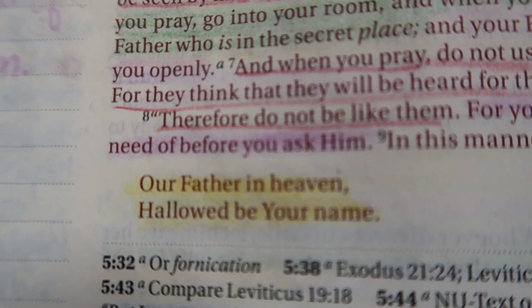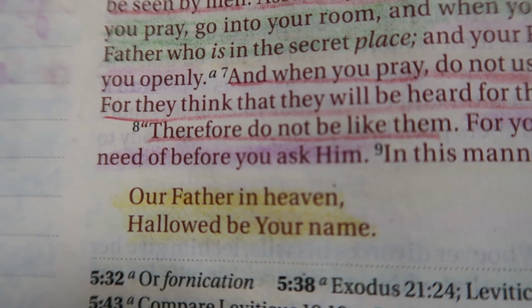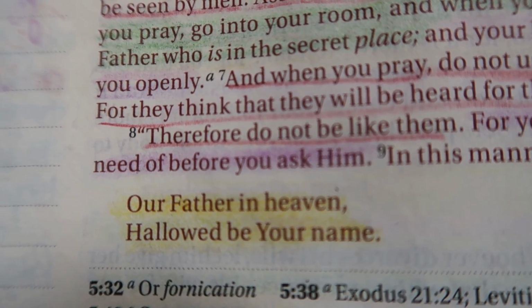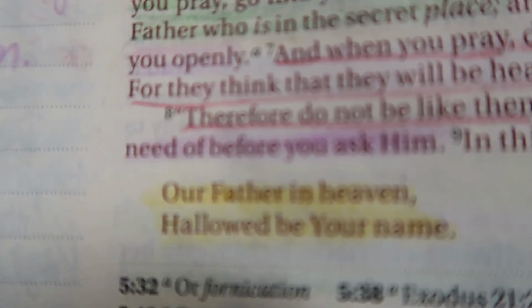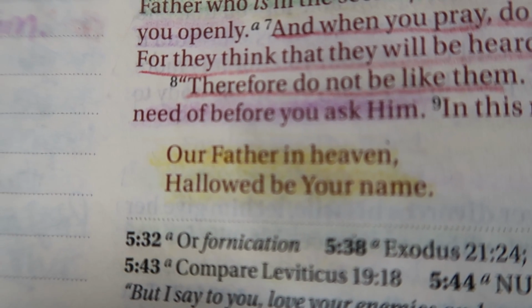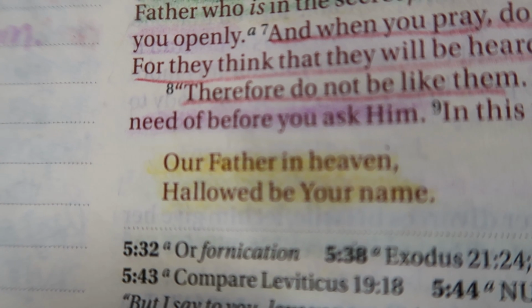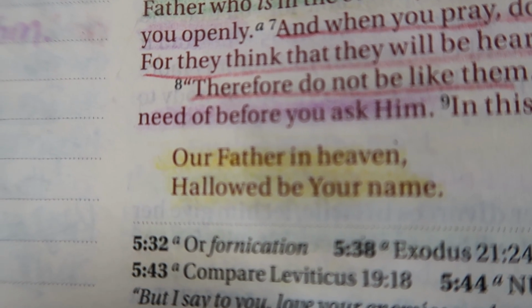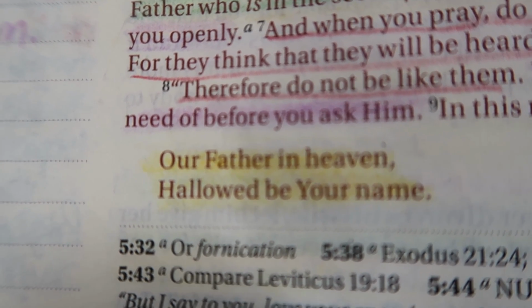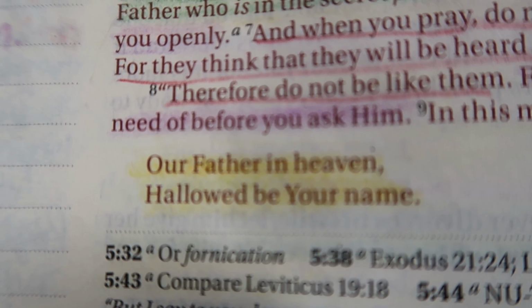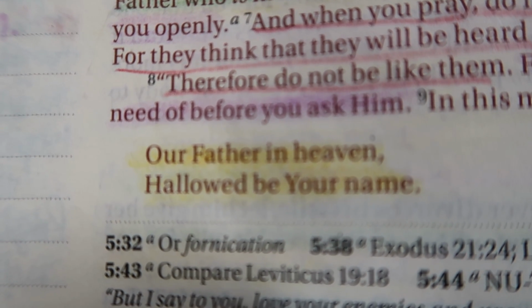So I start by saying, Our Father who art in heaven. And I just thank God for being my Father. I think about how I just focus on Him, how He is my Father. And then I go to the next file folder, and it's called Hallowed Be Thy Name. And so I think about what are the names of God.